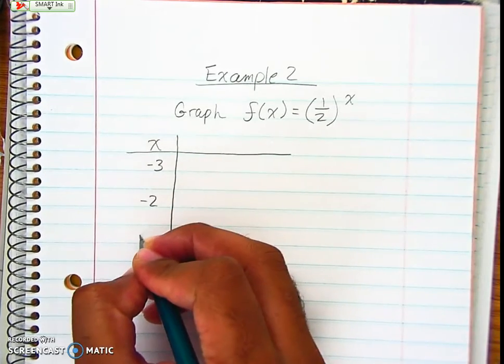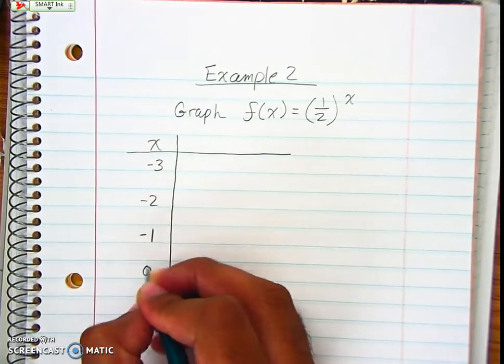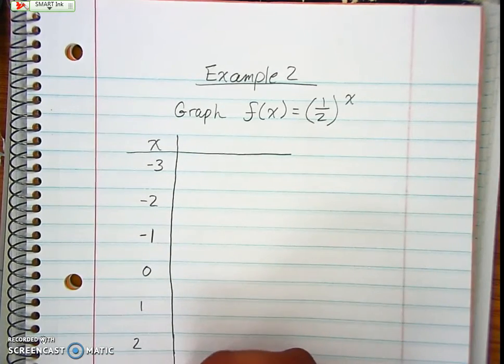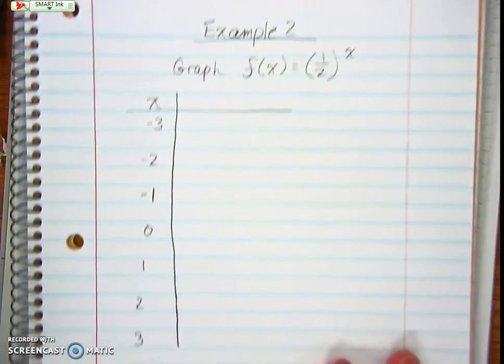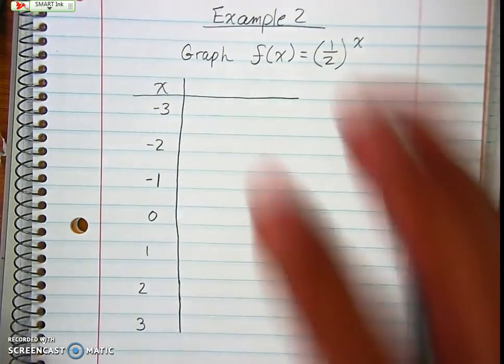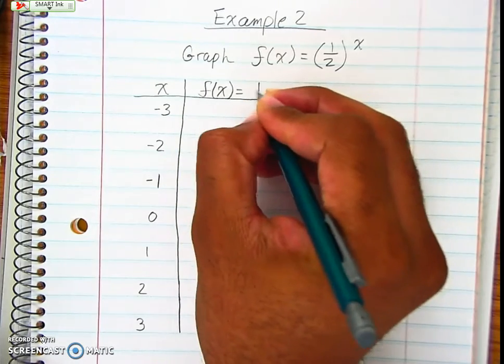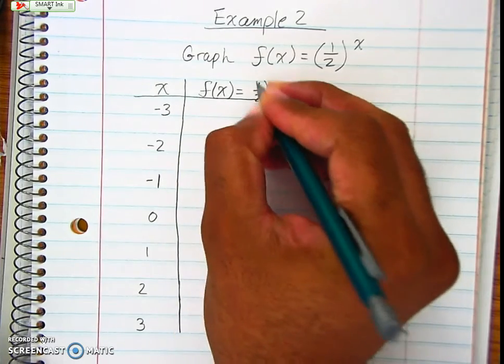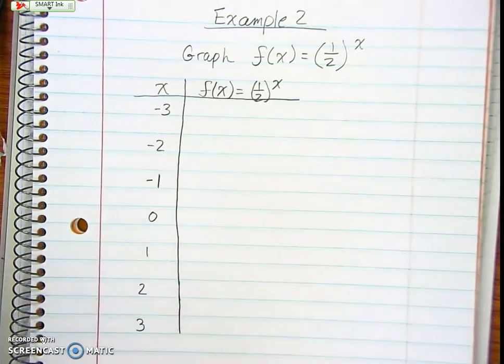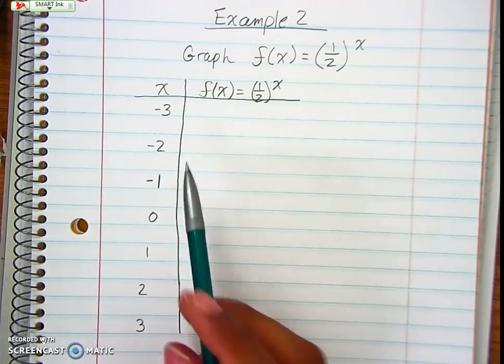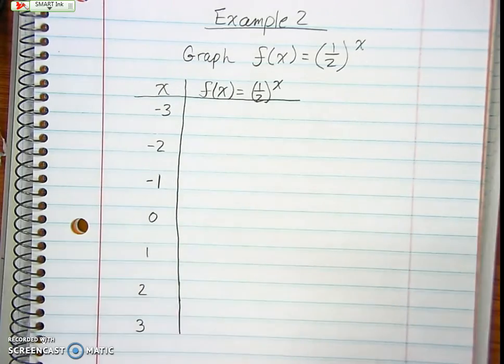Always use -3, -2, -1, 0, 1, 2, and 3. Every time. Not sometimes, but every time. Does everybody understand? Say it with me now. Every time. Use -3, -2, -1, 0, 1, 2, 3.